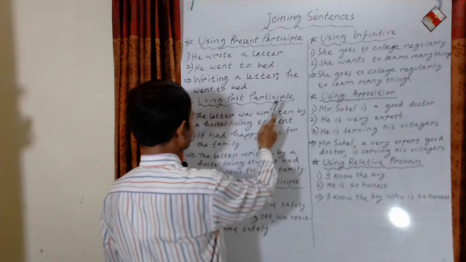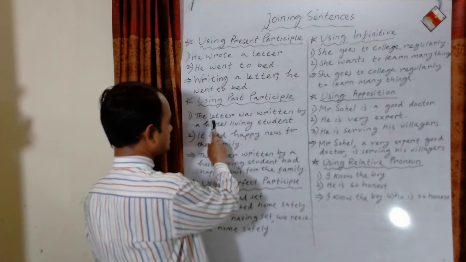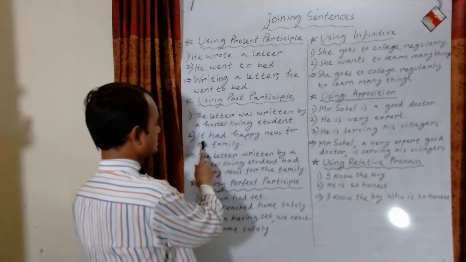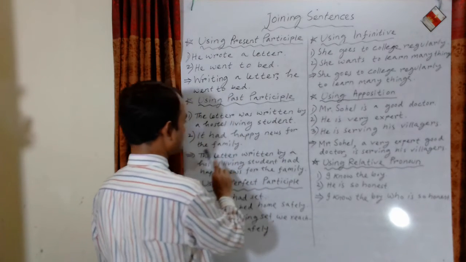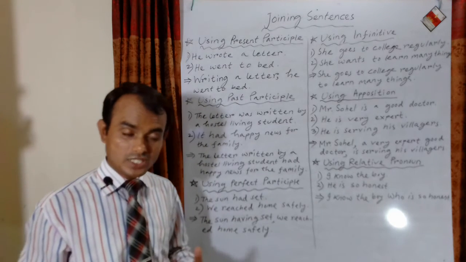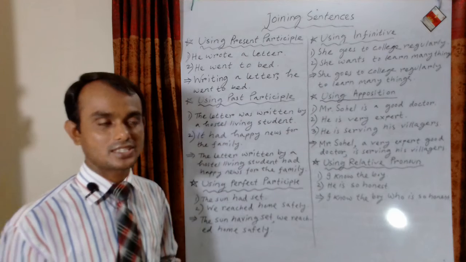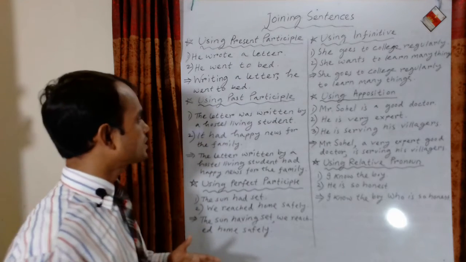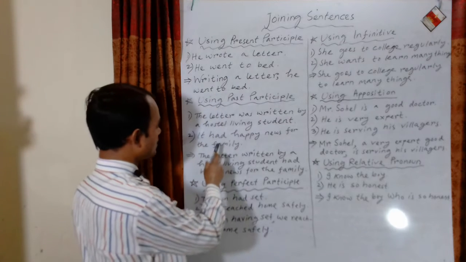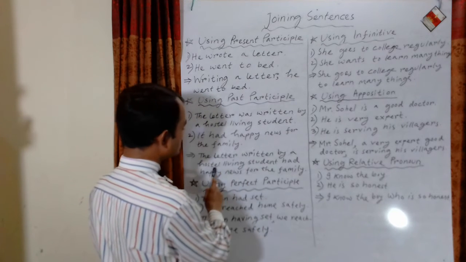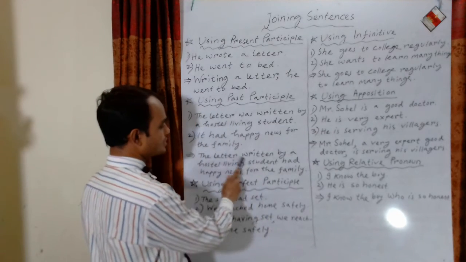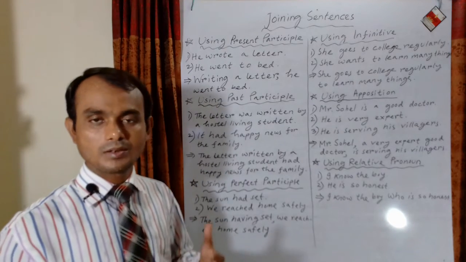Then using past participle. The first simple sentence: the letter was written by a hostel living student. The next sentence: it had happy news for the family. Okay. And these two simple sentences can be joined together. How is it possible? You can use past participle, the third form of the verb. Okay: the letter written by a hostel living student had happy news for the family. Yeah, the word written is past participle.